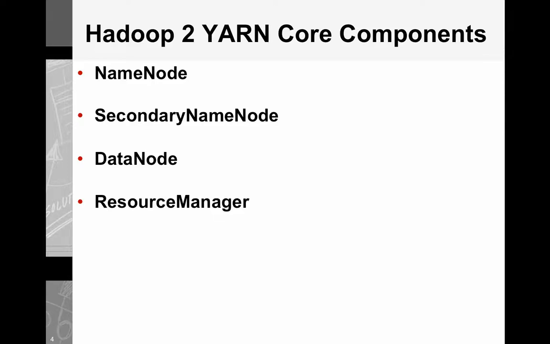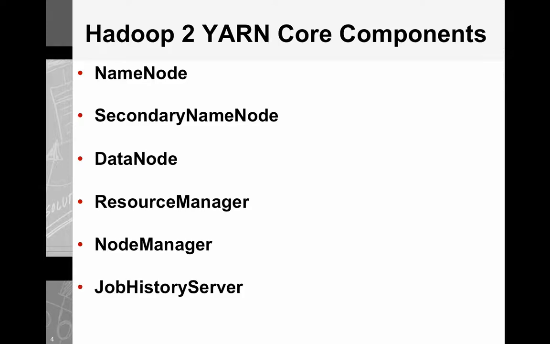Resource manager manages the resources in the cluster in terms of CPU, memory, and disks. Node manager, a workhorse for the resource manager, is giving information to the resource manager about the state of the resources within a specific server. And then job history server keeps track of all the jobs that are being run in the MapReduce architecture.